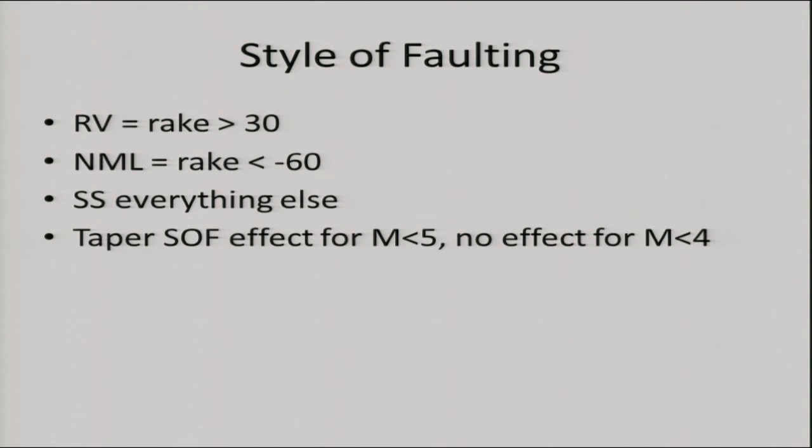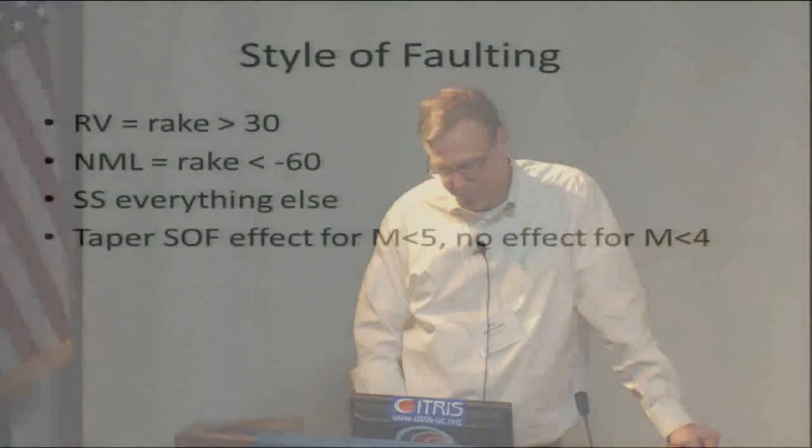These style of faulting effects you don't see in the smaller magnitude data. We now have a huge amount of it, and it is just not nearly as strong. We care about predicting larger magnitudes, so I've tapered those effects, starting the taper from magnitude 5, and then by magnitude 4 have no effect of style of faulting, so that those data won't mess up the model in the distance or the magnitude range that we care about.